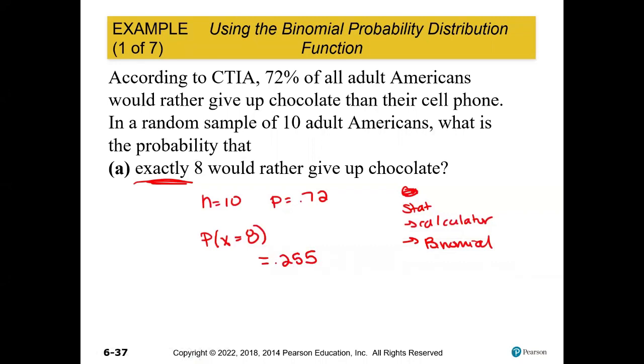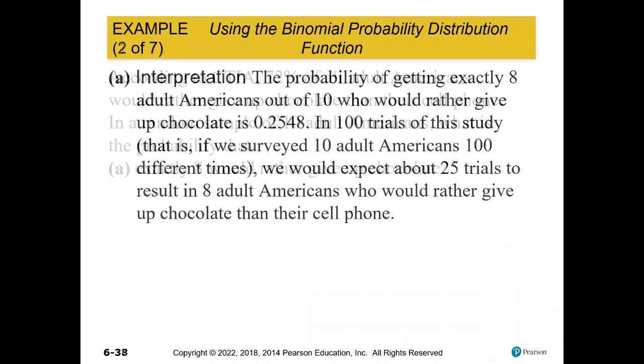On the next slide here is the interpretation of that value. The probability of getting exactly 8 adult Americans out of 10 who would rather give up chocolate is 0.2548. So if I were to repeat this 100 times, grab 10 people here, grab 10 people there, out of those 100 trials, about 25 of them, I would expect to have 8 Americans say that, yeah, give up chocolate instead of their phone.